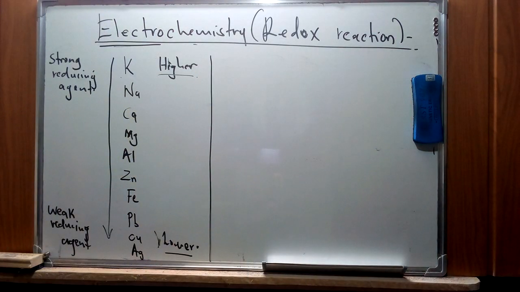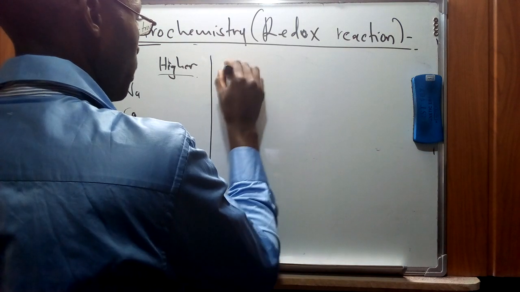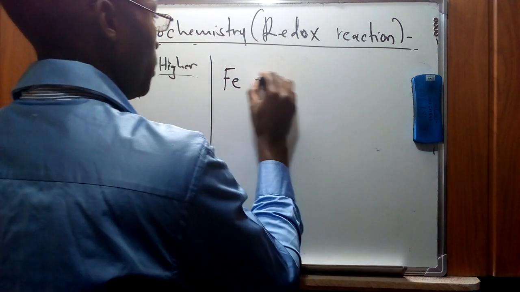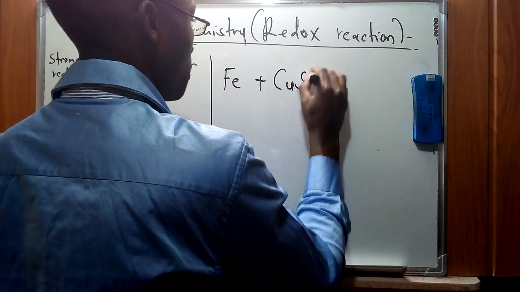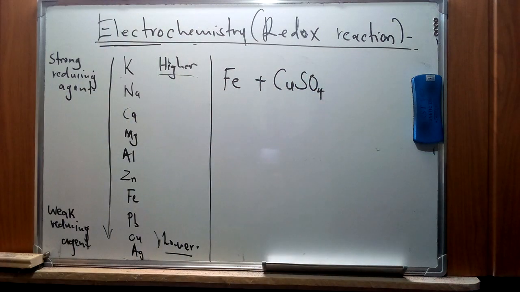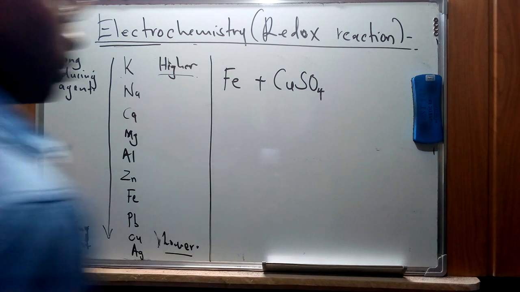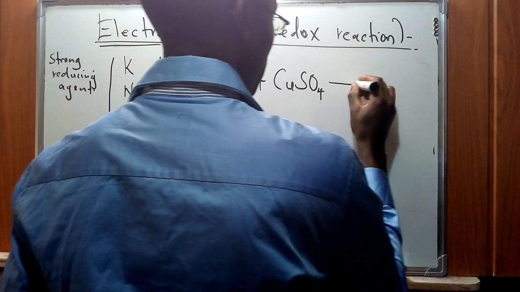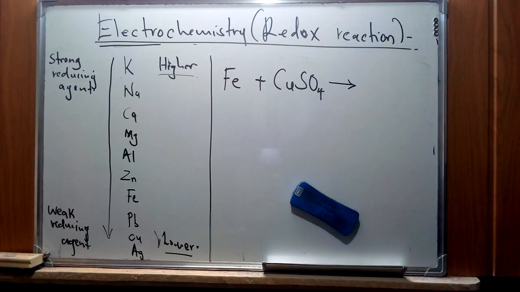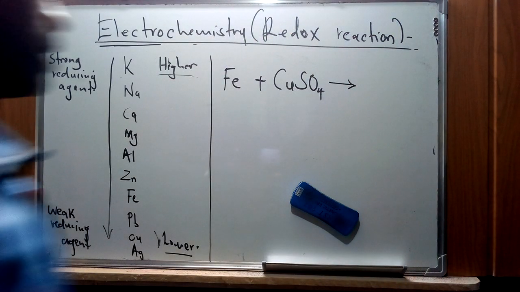So when iron filings are added to a solution of copper sulfate, a brown solid which is copper is formed. The color of the solution changes from blue to light green due to the formation of iron 2 ions in the solution. So therefore we're going to have the formation of a brown solid.